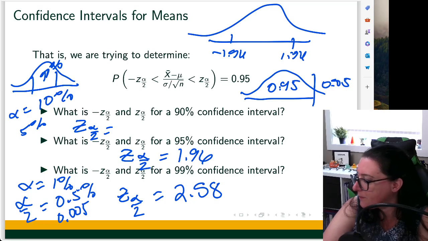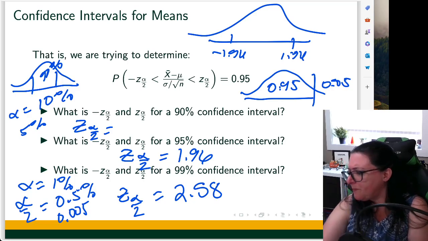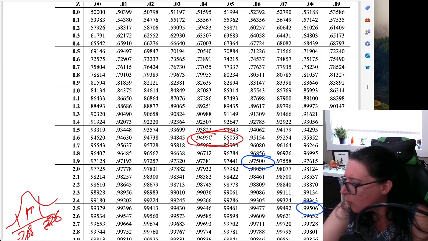So let's just go here. Come on, come back. Oh no, I've just lost my mind. 1.64.